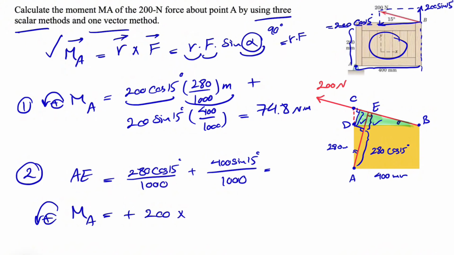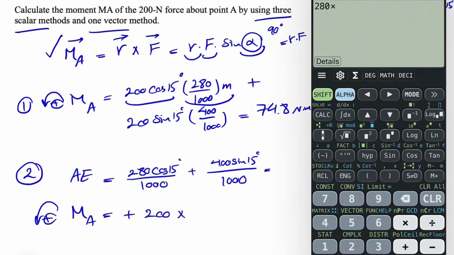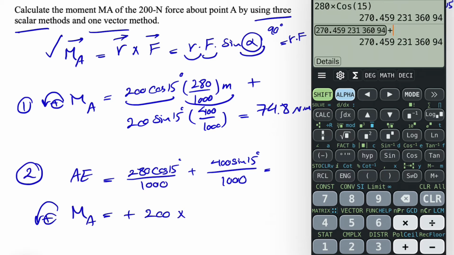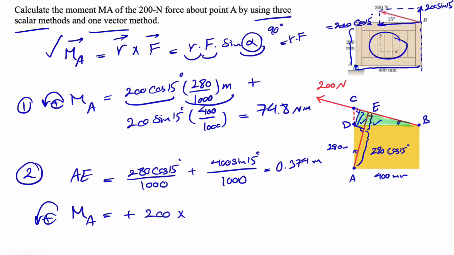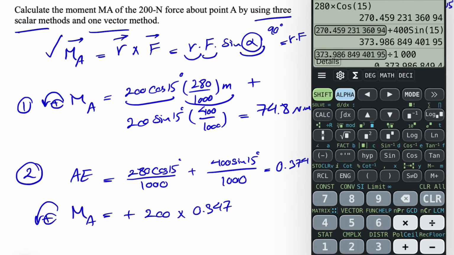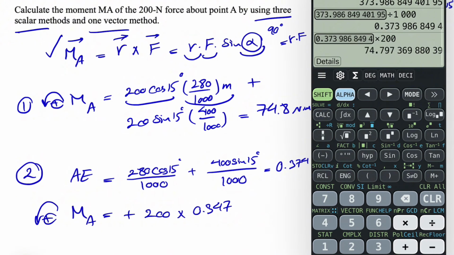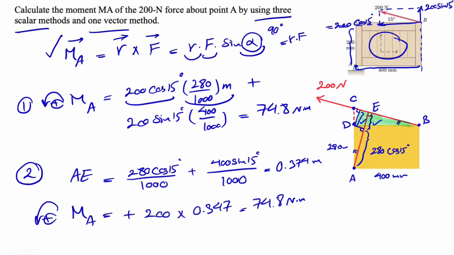So let's calculate what that is going to be. 280 times cosine of 15 plus 400 sine of 15, divided by 1,000 in order to get it in meters. That is 0.374 meter, so now we have AE. Our moment would be force, which is 200 Newton, times AE, 0.374. Let's multiply this by 200 to see if we get the same thing. Yeah, we get the same answer, 74.8 Newton meter. So that was the second method.